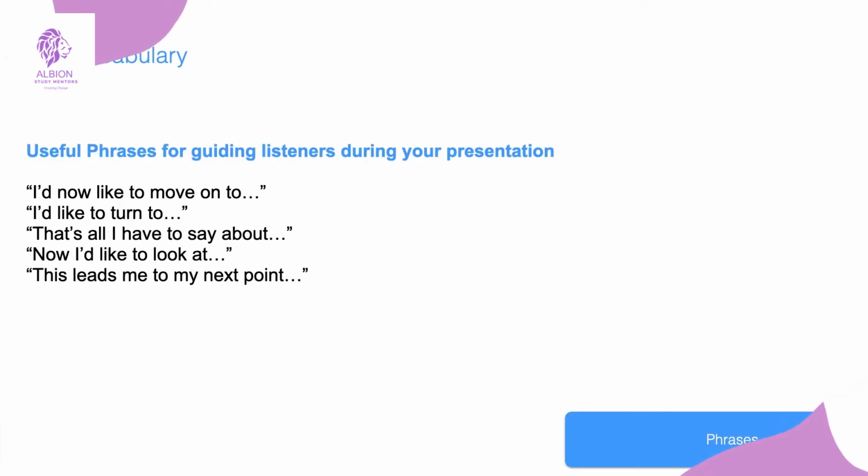When you are talking, you will be moving through a lot of information. We need phrases to guide people, to help them. For example, I'd now like to move on to. I'd like to turn to. That's all I have to say about that. Now I'd like to look at. This leads me to the next point. These are all connectors. They are generally in the present tense, and you shouldn't worry too much about your tenses until you start talking about time and movement, which we will do in the graphs.